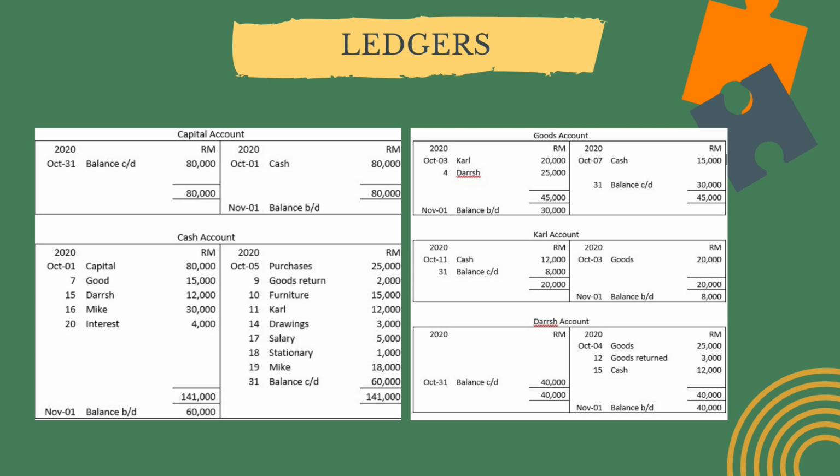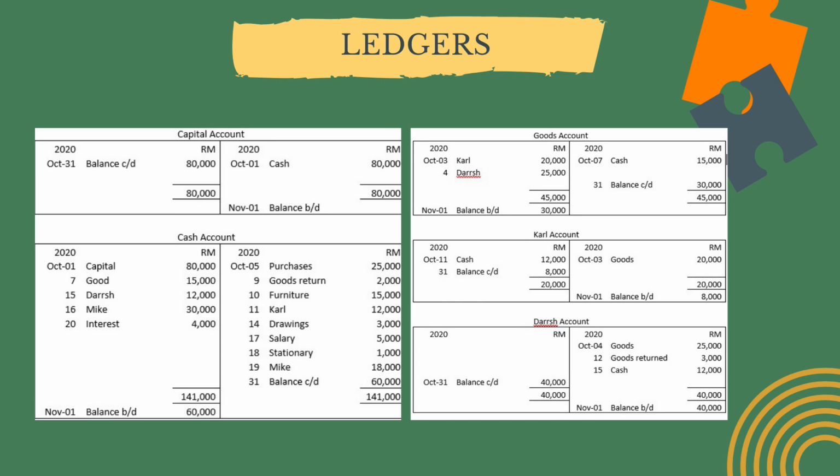And for credit is 45,000. The account is balanced. Next is cash account. For debit is 20,000. For credit is 20,000. The account is balanced. Next is trade creditors account. Debit is 40,000. For credit is 40,000.